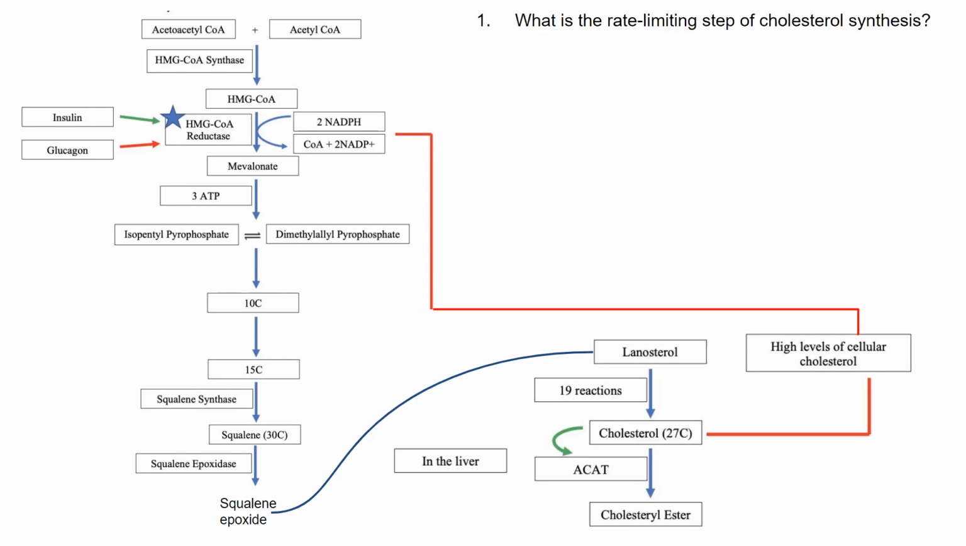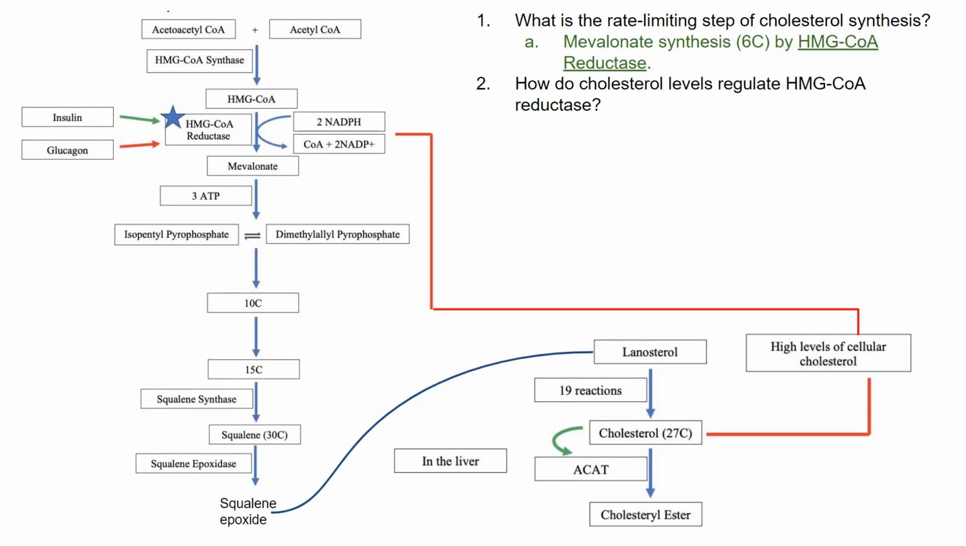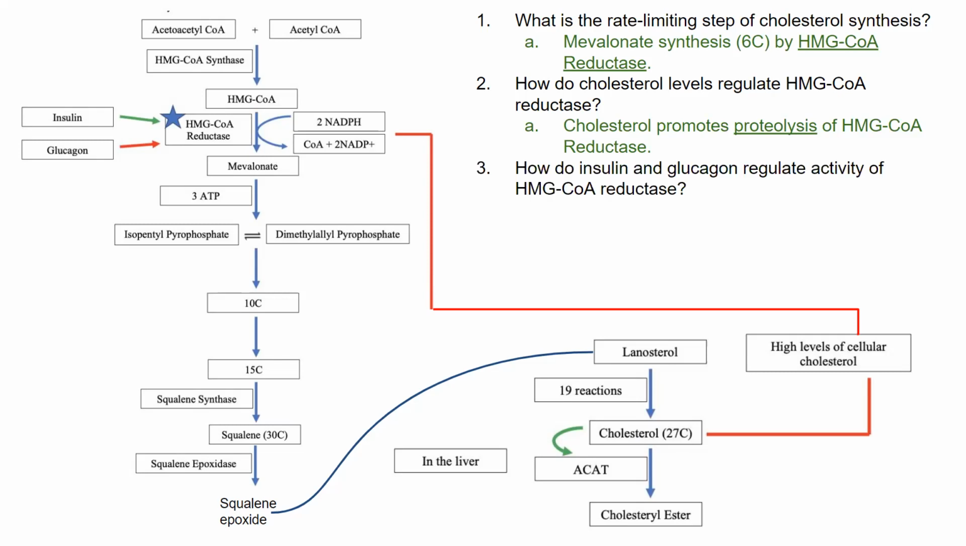So we talked about this. What is the rate limiting step of cholesterol synthesis? HMG-CoA reductase. And then, how do cholesterol levels impact HMG-CoA reductase activity? It reduces it, yeah. So the more cholesterol you have, the less cholesterol you want to make. So it will cleave HMG-CoA reductase. And then what about insulin and glucagon? We already talked about those actually. So insulin will up or down regulate it.